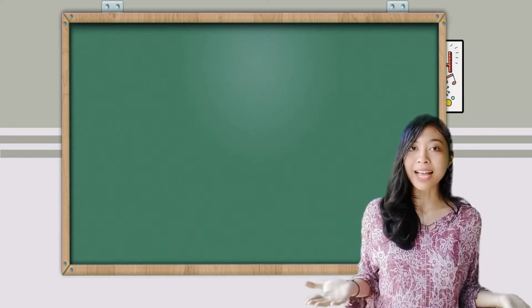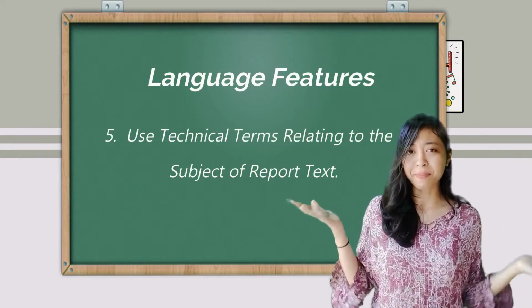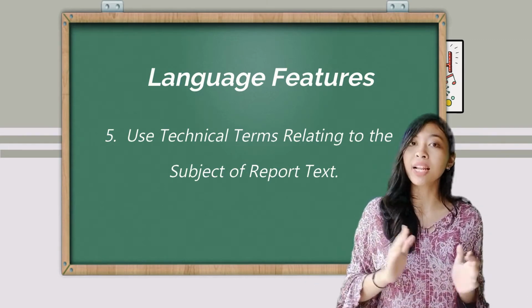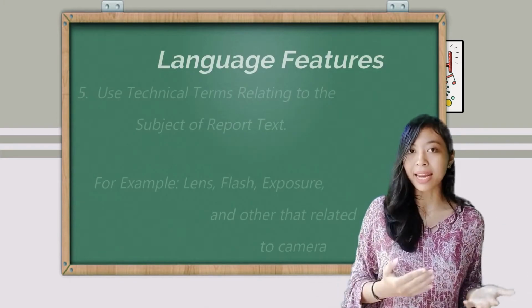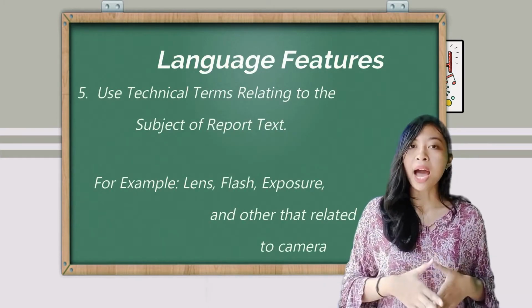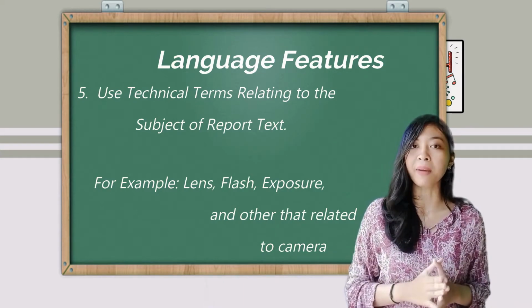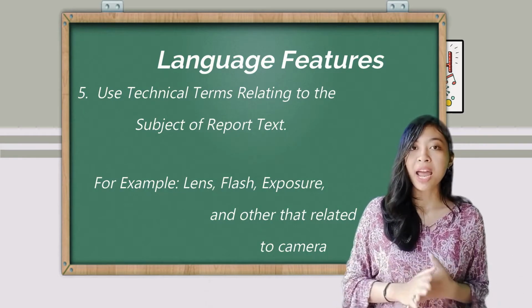And the last is using technical terms. What does it mean? Okay, it means terms relating to our subject. For example, my subject is camera, so I use terms related to camera, for example lens, flash, exposure, and etc.